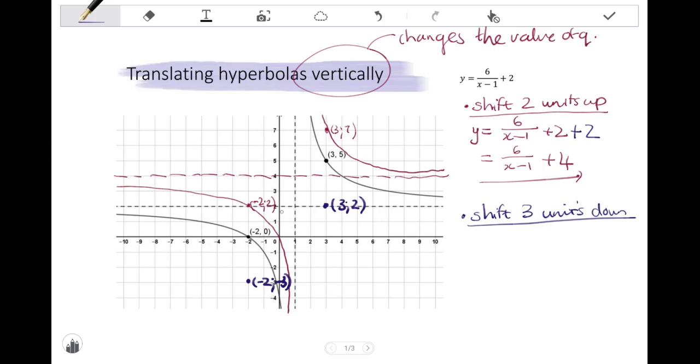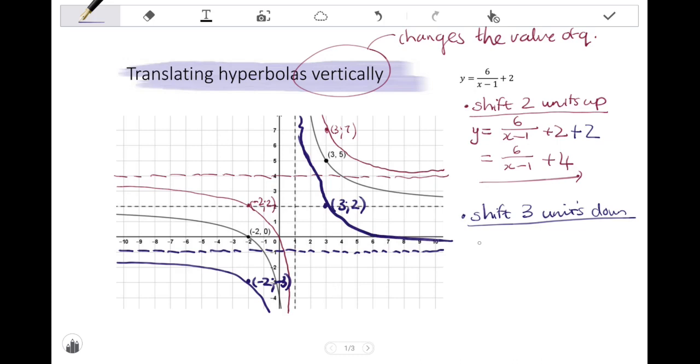Again, the vertical asymptote doesn't change, and neither do any of the x coordinates. What it does change is the horizontal asymptote, so it will also shift down 3 units. So it will go from y equals 2 to y equals negative 1, having subtracted 3 from 2. Then I can draw the graph. To find the equation, if I'm shifting down, I will subtract from q. I have 6 over x minus 1 plus 2 as my original, and shifting 3 units down, I subtract 3 from q, and I'm left with 6 over x minus 1 minus 1 as my final equation.